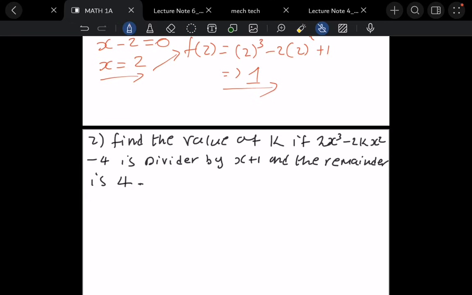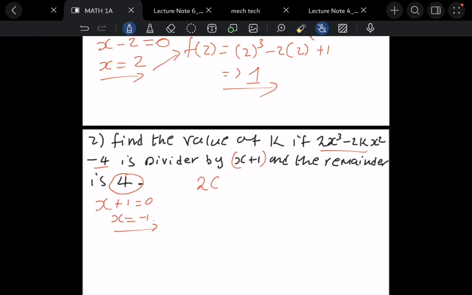So the question you need to understand says find the value of k if 2x cubed minus 2kx squared minus 4 is divided by x plus 1 and the remainder is equal to 4. That means when you find the zero of x plus 1, solving for x here, x is equal to negative 1, which means if you substitute negative 1 into the expression, the answer that you need to have is equal to what? To 4. So let us do that.